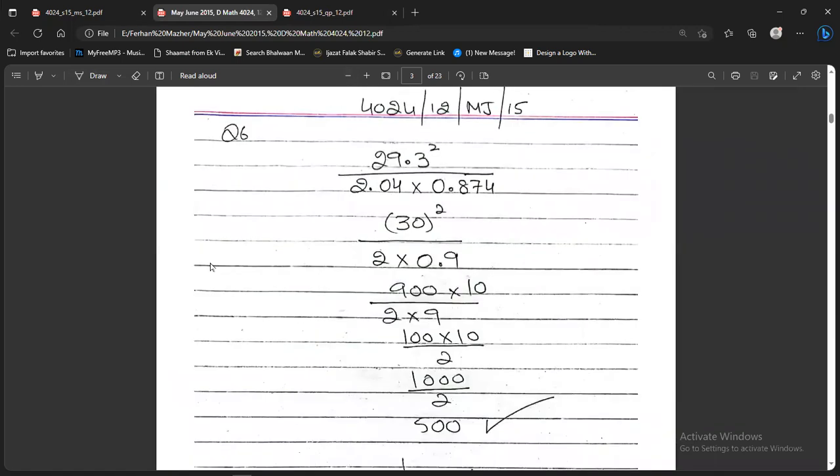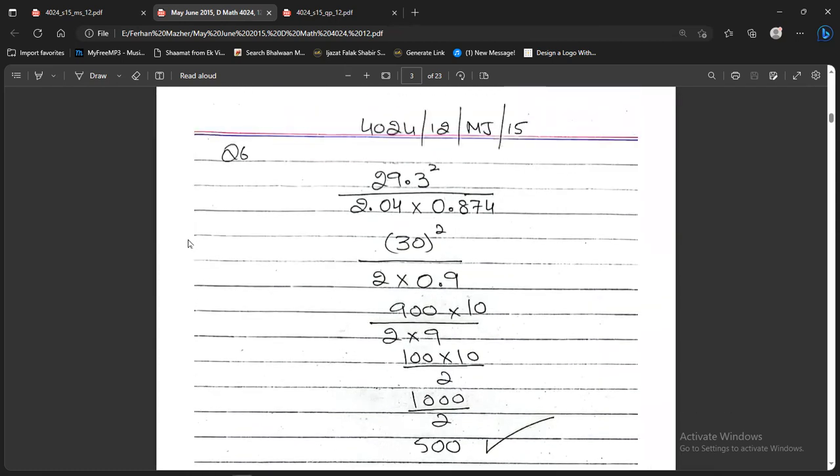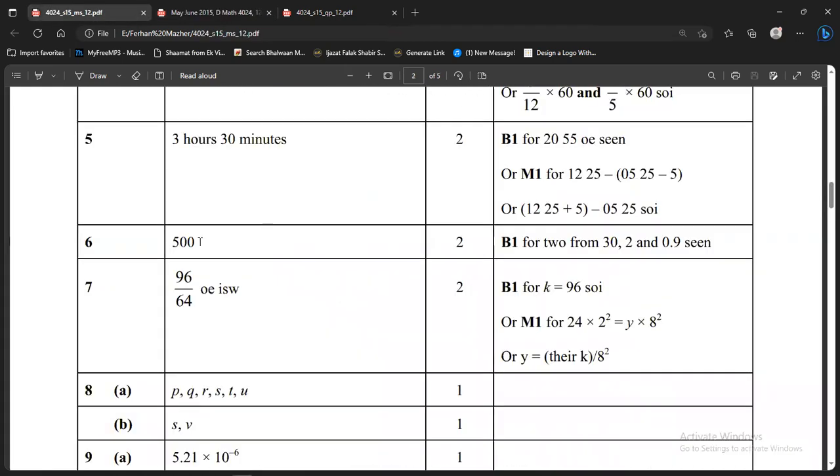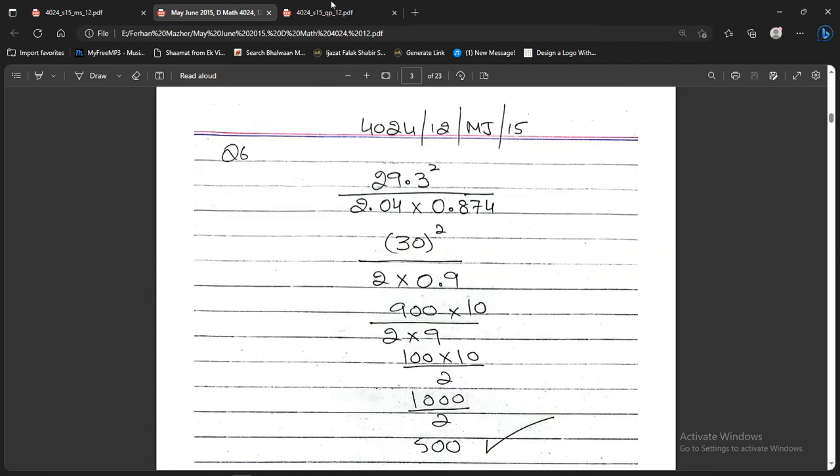So 30 square divided by 2 divided by 0.9. So it will be 900 multiplied 10 divided by 2 divided by 9. So it will be 100 multiplied 10 divided by 2, and that will be 1000 divided by 2, and that will be 500. So my answer is 500. 500 is the right answer, sir.